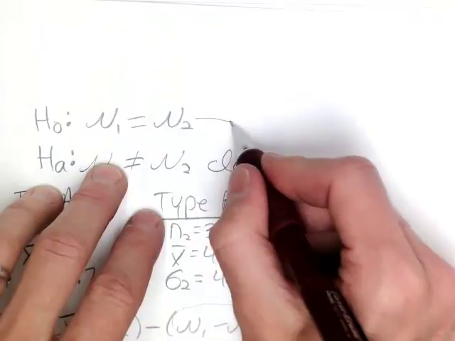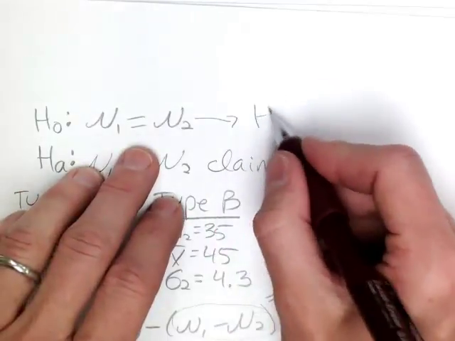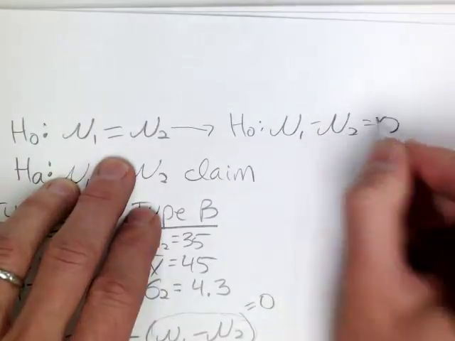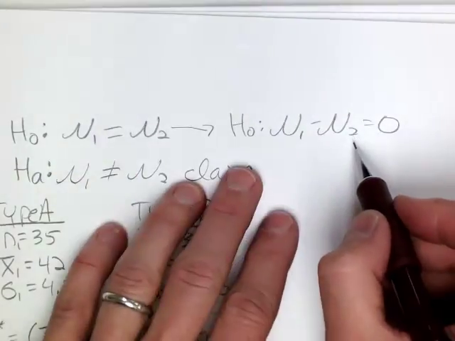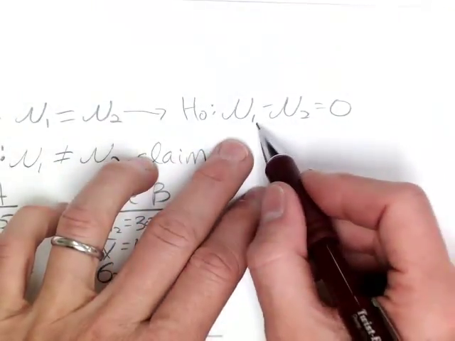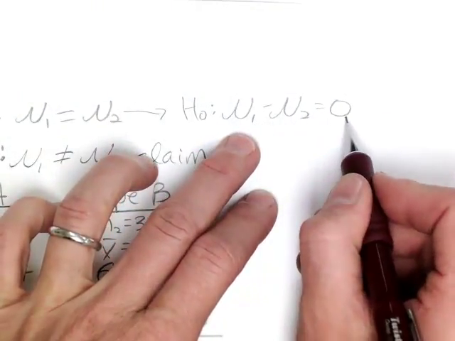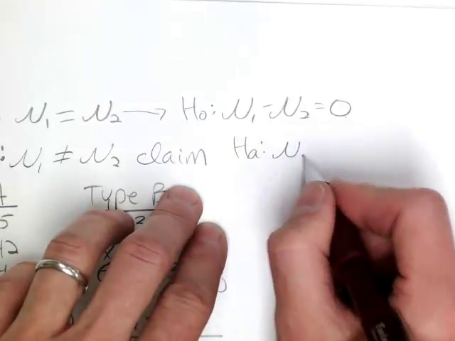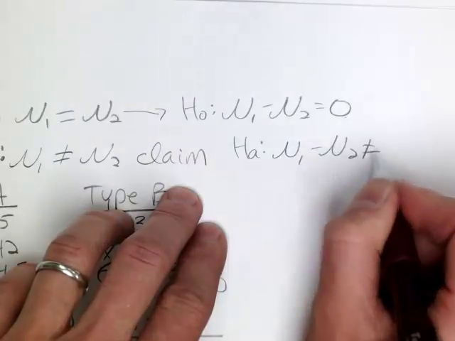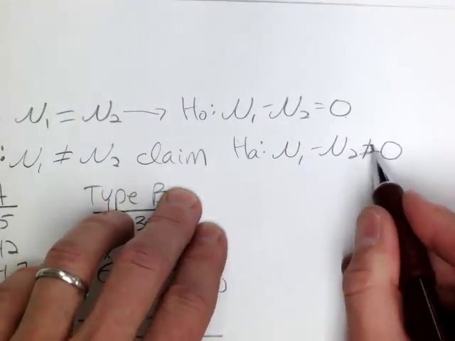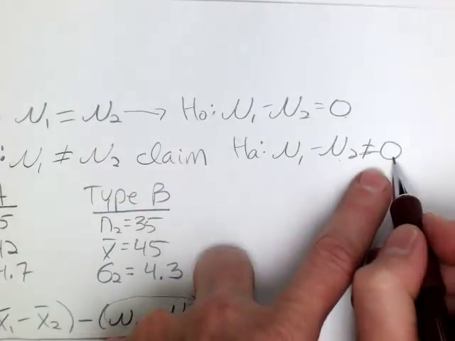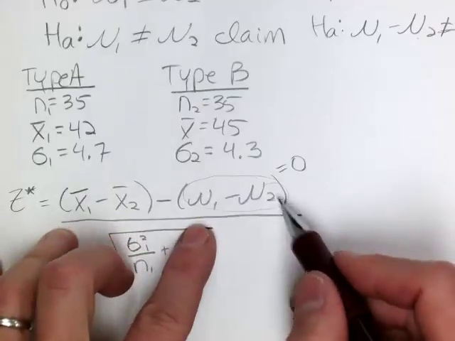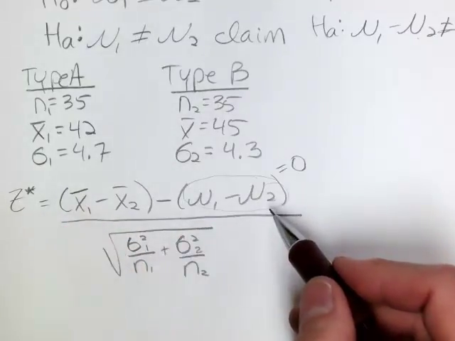Looking back at the hypotheses, an alternative way to think about this is if I subtracted mu 2 from both sides of the equation, I have the statement that the difference between them is equal to 0. So the corresponding alternative is mu 1 minus mu 2 is not equal to 0. This was the claim, that the difference is not equal to 0. So this part here is equal to 0 in our test statistic.